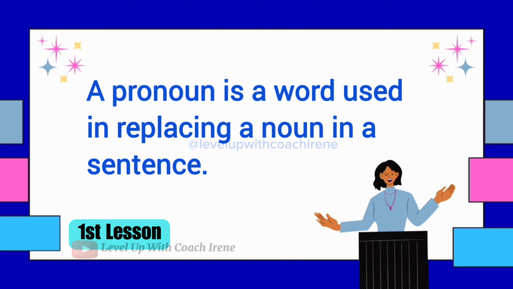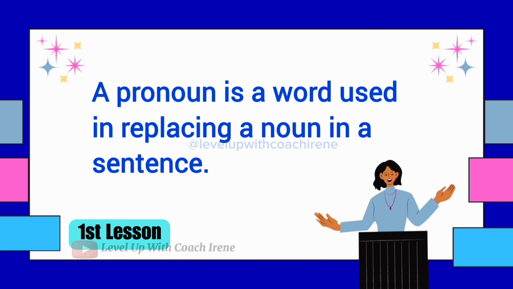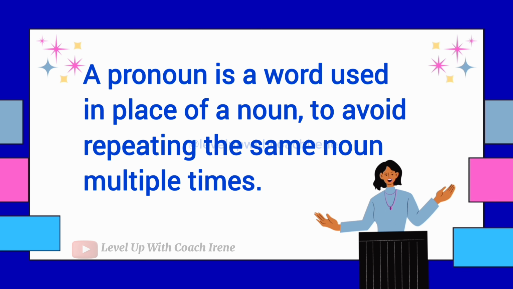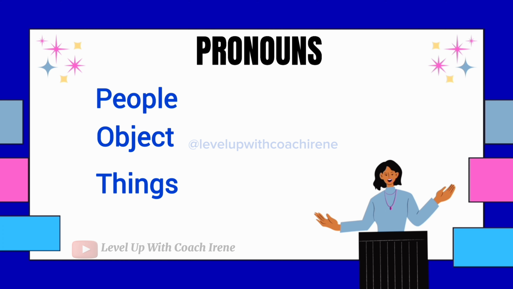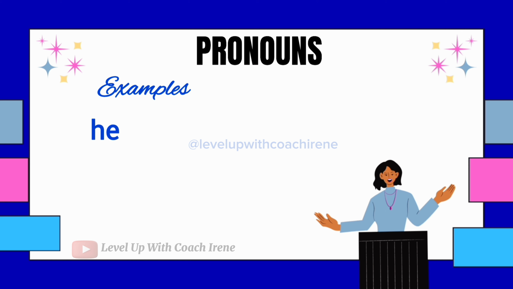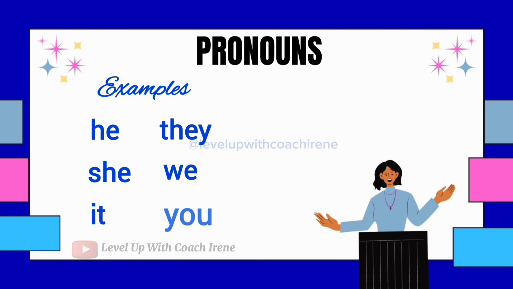A pronoun is a word used in replacing a noun in a sentence. You can also say a pronoun is a word used in place of a noun to avoid repeating the same noun multiple times. Pronouns refer to people, objects, or things without naming them directly. Examples we have he, she, it, they, we, you.